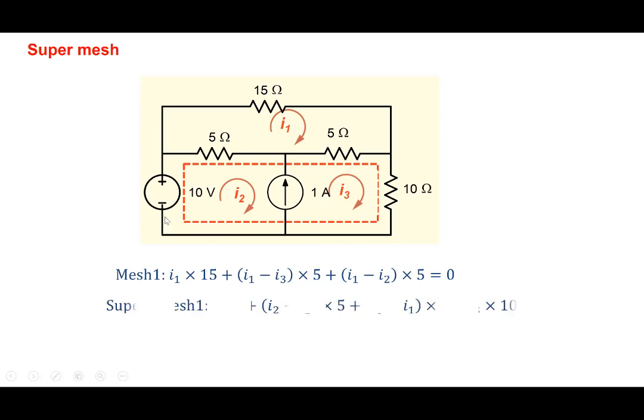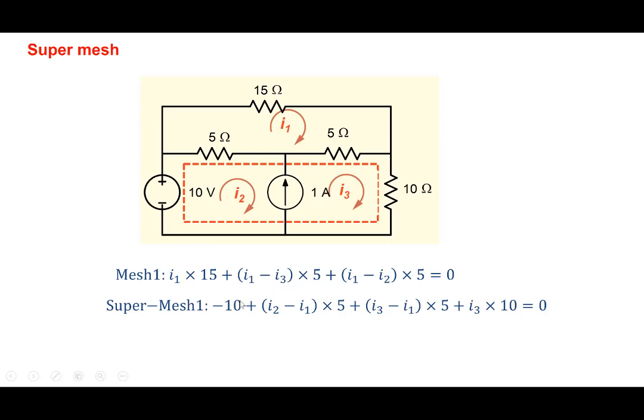So let's do that. Let's start from here. So this is minus 10 voltage gain. Then we go across this 5 ohm resistor, I2 minus I1 into 5 here. Then we come here, and then we go here. So it is I3 minus I1 in this direction, I3 minus I1 into 5, and then down here is I3 into 10, and then we are back at the original point here.